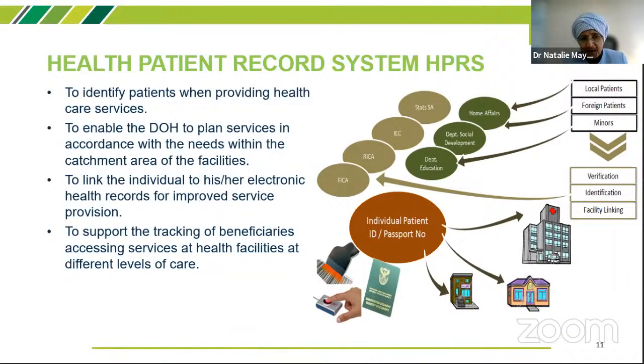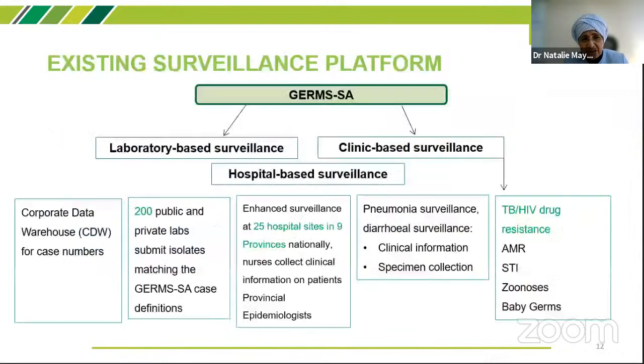Next slide. There's been a lot of work done on the health patient record system so that we have unique identifiers where we could track individuals from mother through to baby, through to the family genetic mapping tree, right through to the system of care, treatment, and support. Next one. So that's one project underway in terms of the health patient record system. There are also existing surveillance platforms within the National Institute for Communicable Diseases that are lab-based surveillance and clinic-based surveillance, together with hospital surveillance activities.